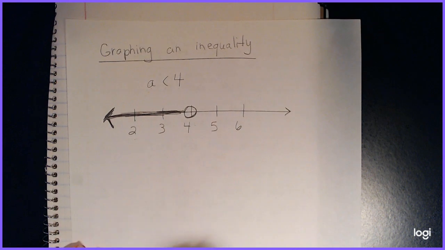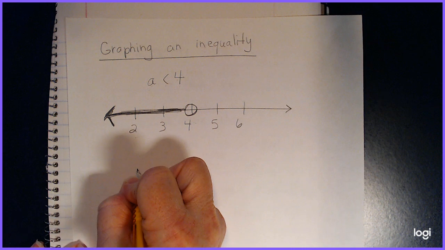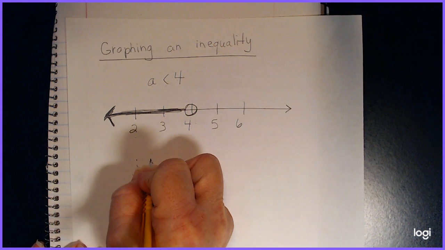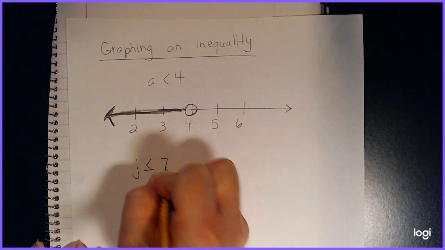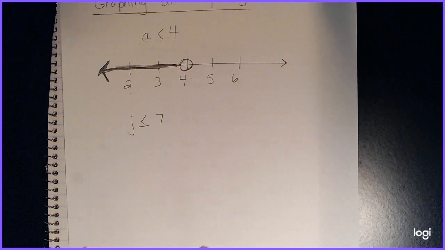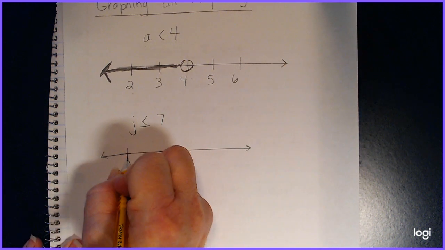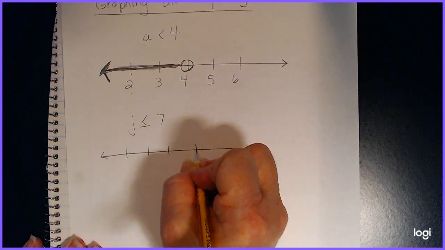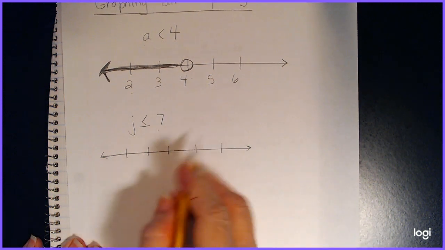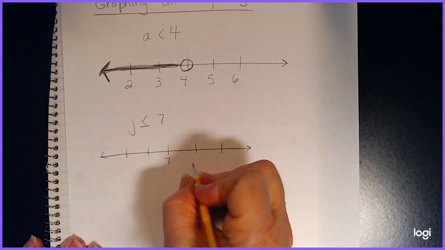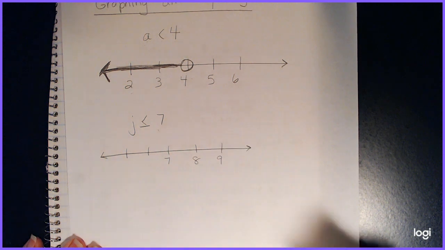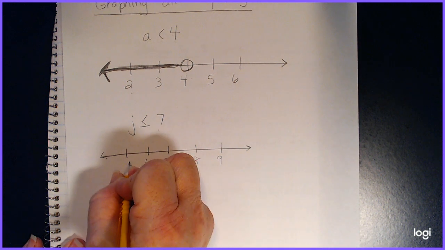Okay, let's try graphing another one. What if I said, let's do J is less than or equal to 7? If I was asked to graph it, I would make a number line. I would put 5 tick marks. I would go ahead and put this number in the middle. This would be 8 and 9, 6 and 5.